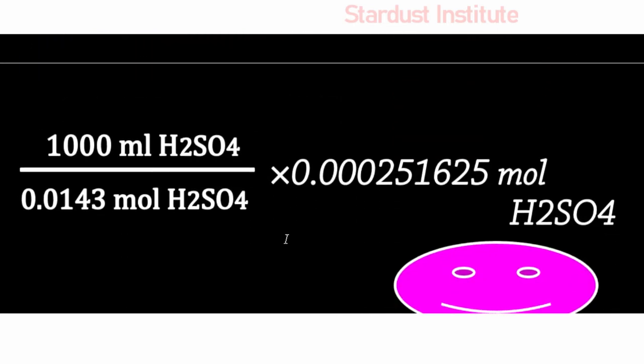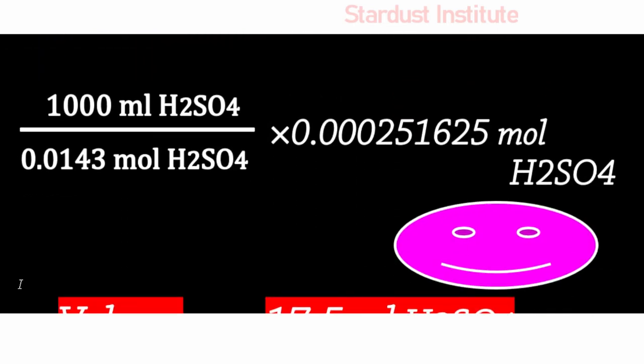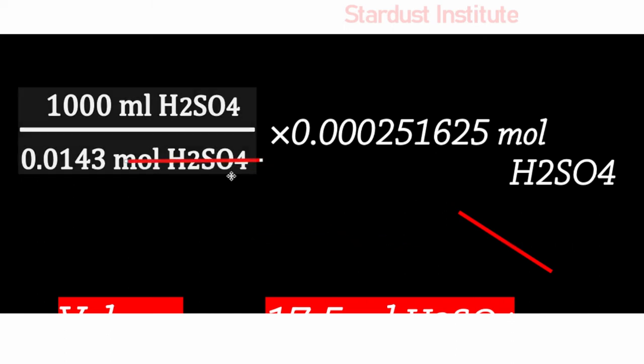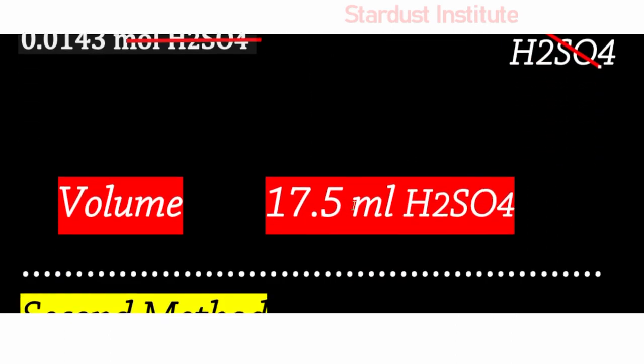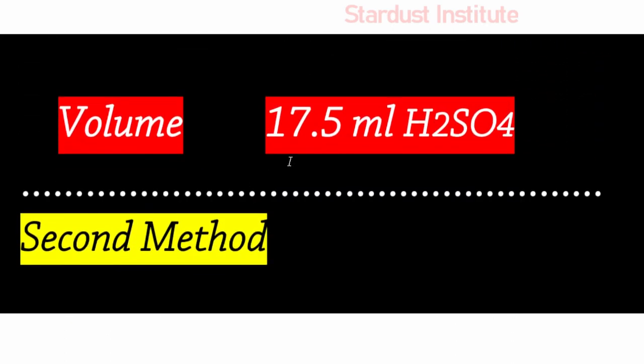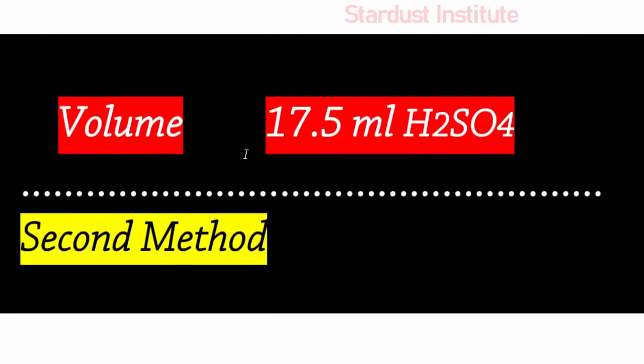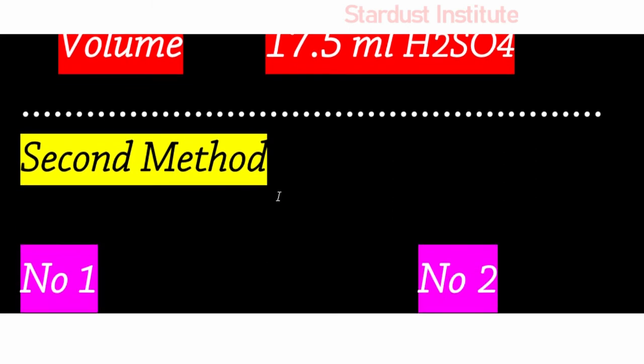We should cancel out units, mole H2SO4 with mole H2SO4. Then we get our answer, volume 17.5 milliliters H2SO4. You can find the answer by using your calculator. Volume 17.5 milliliters. Second method.